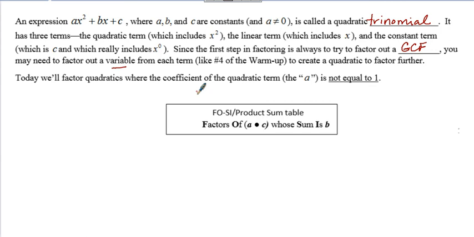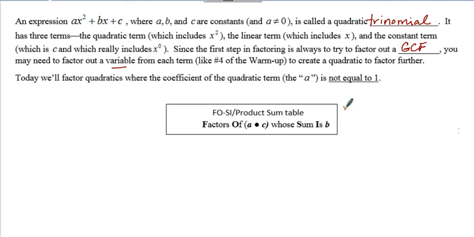Today we're going to factor quadratics where the coefficient of the quadratic term, the a, is not equal to 1. It's not that invisible 1 that we've been seeing. We're going to show you 4 different ways to factor. After I show you the 4 different methods, I'm actually going to default back to the factors of whose sum is method as the standard method for the rest of the examples.